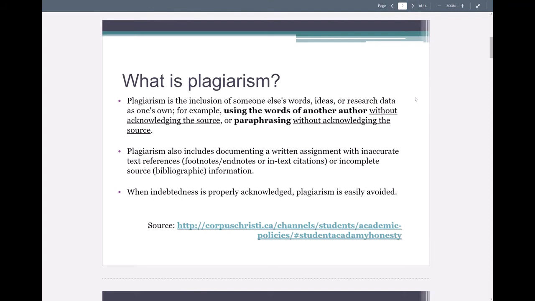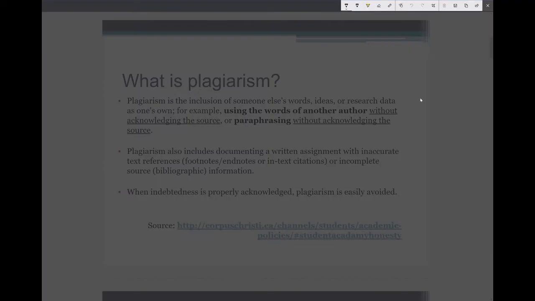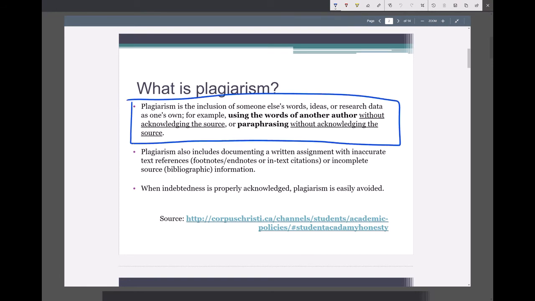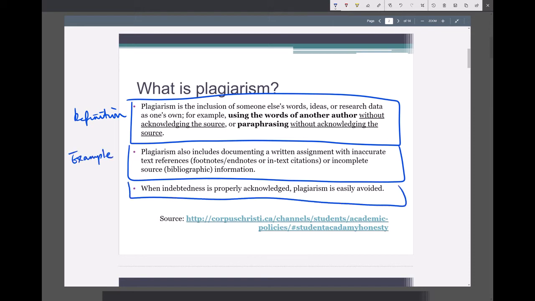First question we want to answer is, what is plagiarism? You have the definition here, and then you have an example here, and then you have a tip here. So let me explain each one briefly. Plagiarism is to include somebody else's ideas, words, and research data information as your own.